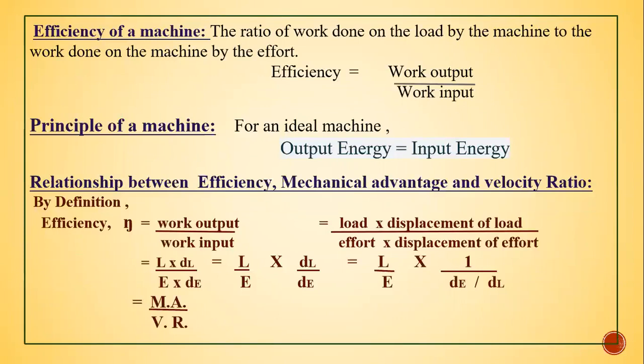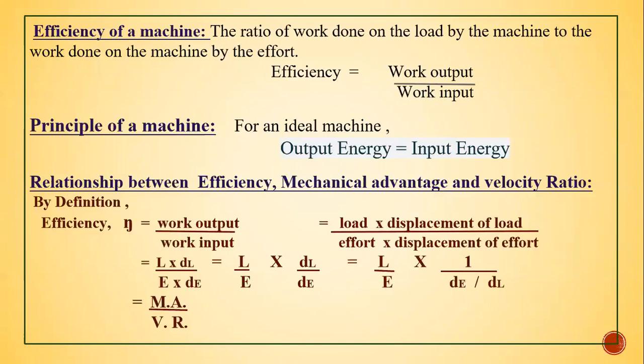The other few terms are efficiency of a machine. The ratio of the work done on the load by the machine to the work done on the machine by the effort is called efficiency of a machine. How efficient your machine is will be understood by noticing how much effort we have to apply to do work on the load. So we define efficiency, the formula, as efficiency is equal to work output over work input.